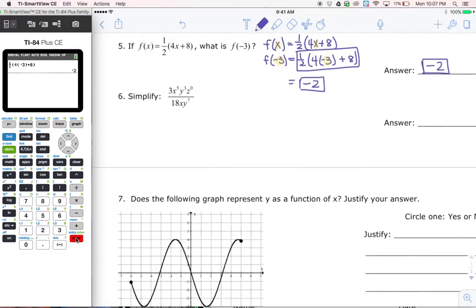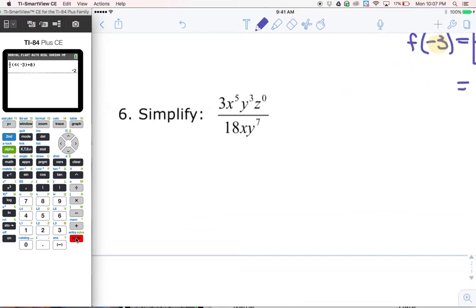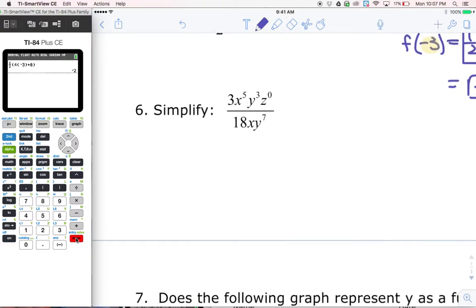Problem 6. Here we go. In problem 6, we are looking at division. Now, some of you guys might remember how to simplify fractions. 3 divided by 18, divide both sides by 3. Both sides, I mean the top and the bottom, actually. 3 divided by 3 is 1. 18 divided by 3 is 6. So 1/6. By the way, if you're ever not sure, just want to check.